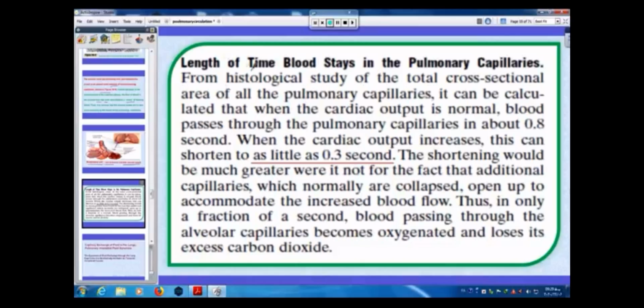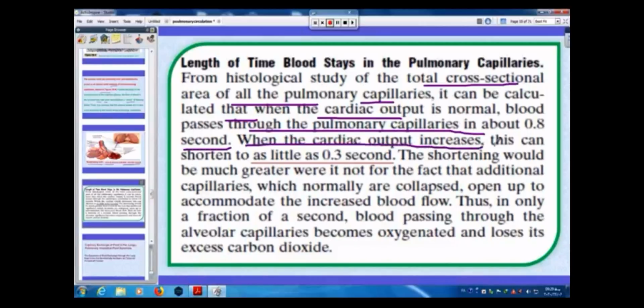The length of time blood stays in the pulmonary capillaries: from the histological study of the total cross-sectional area of all the pulmonary capillaries, it can be calculated that when the cardiac output is normal, blood passes through the pulmonary capillaries in about 0.8 seconds, okay?